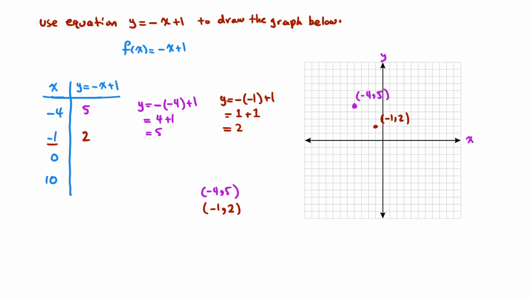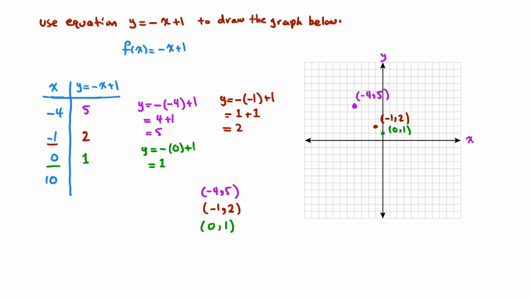My third point, let's use green for this one, is y equals negative 0 plus 1. Negative 0 is just 0, plus 1 is just 1. So I get a value of 1 here. So my third point is going to be 0, 1. And I'm going to plot that right here, and I'm going to label it as 0, 1.